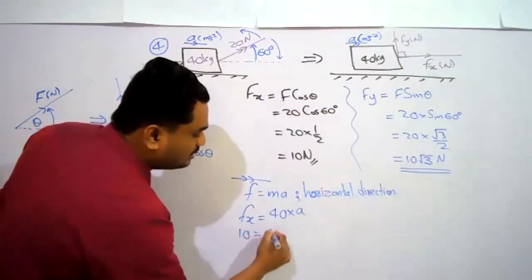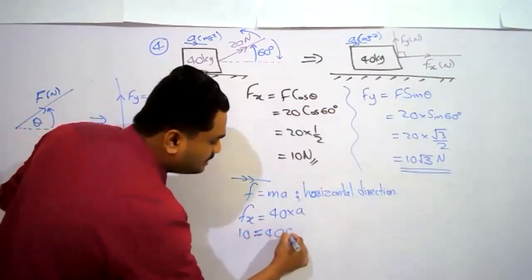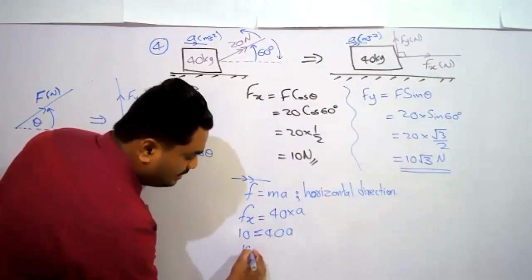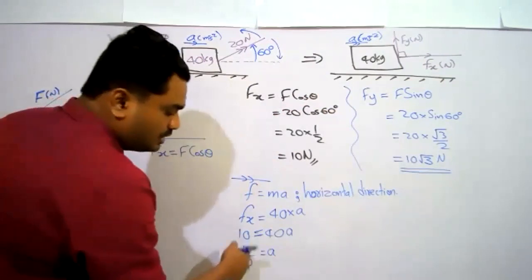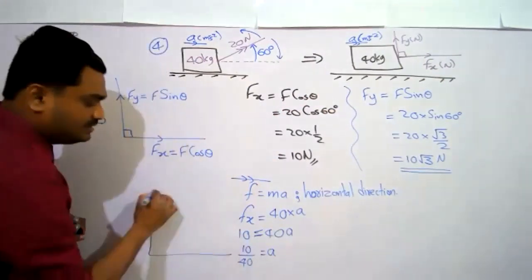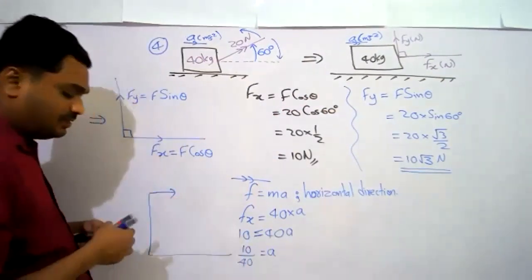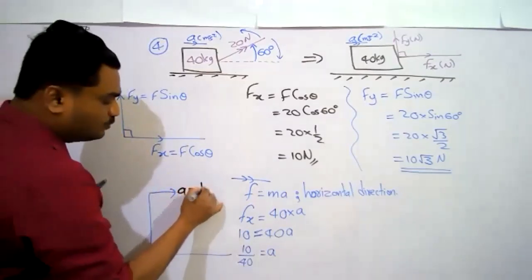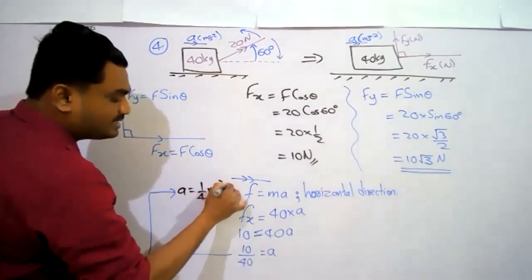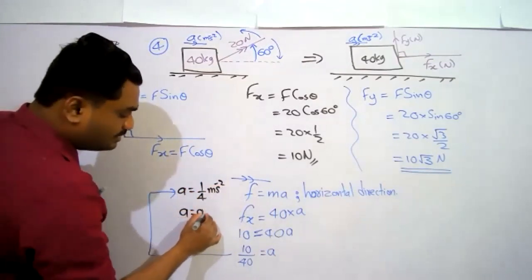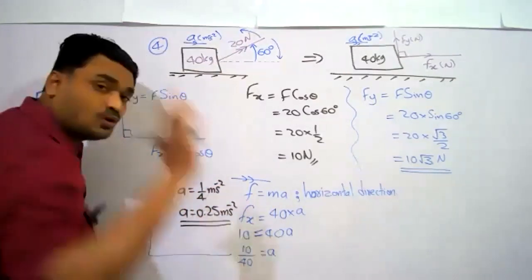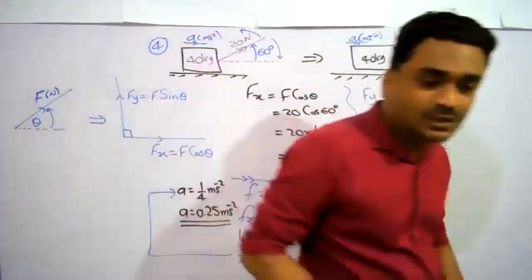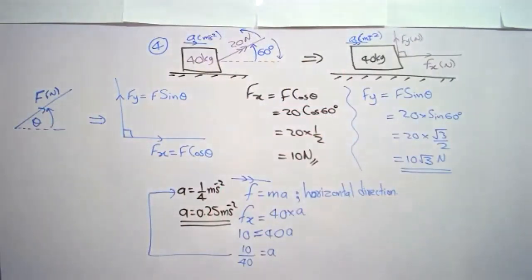So 10 equals 40 times a. Take 40 to this side. 10 divided by 40 equals a. So the zeros can be cancelled out. Then we get a equals 1 over 4 meters per second squared. If you divide this, you get 0.25 meters per second squared. Who got this answer also without my help? Please raise your hand. Okay, nice. Excellent.